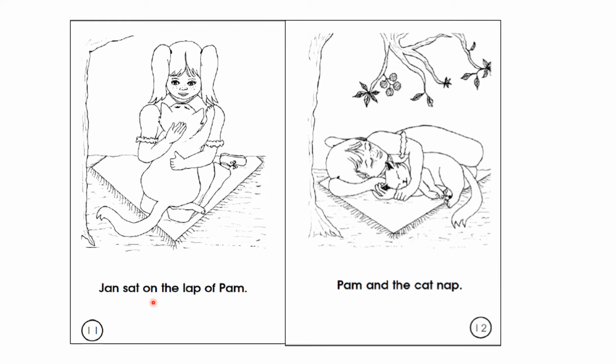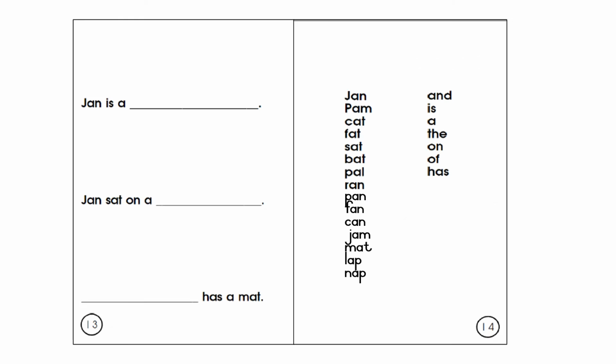Jan sat on the lap of Pam. So here is your lap, where someone sits on your legs. Jan sat on the lap of Pam. That's page 11. Page 12. Pam and the cat nap. Nap means they are sleeping.